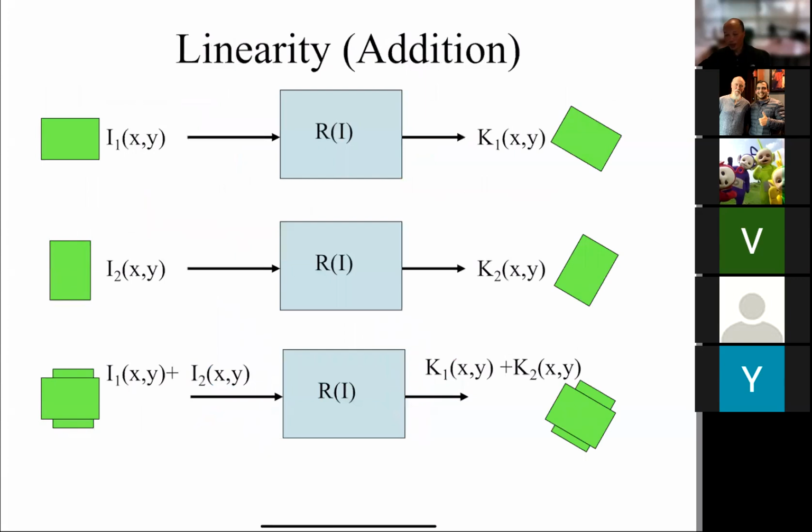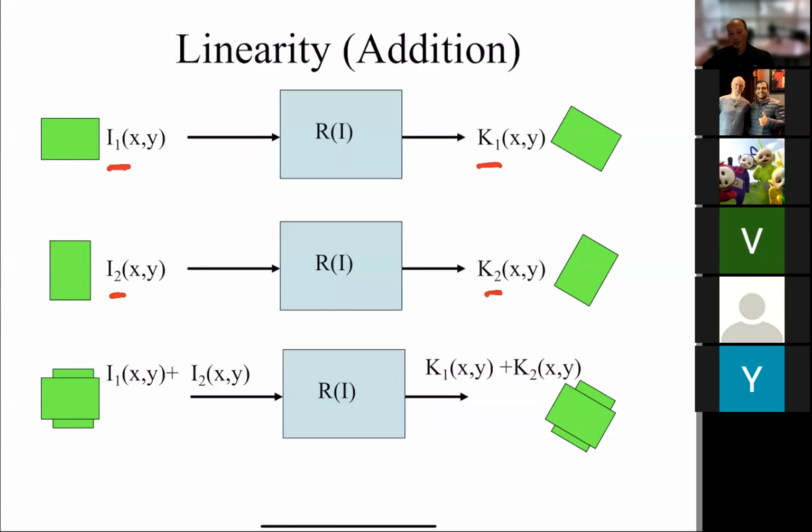Okay, so we're going to go over two really important properties of the linear system and then do some examples. So there's two main properties that we want to review about linear systems. One is addition and one is scaling. So linearity is fairly simple. If I have an input I1 and it goes through my system, so it's R of I, and let's assume it has some output K1. I can imagine coming with some other input I2, it goes through the same system and I get an output K2.